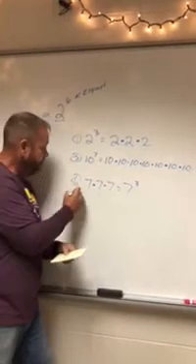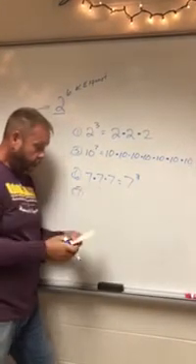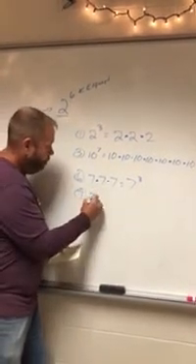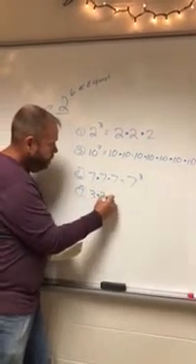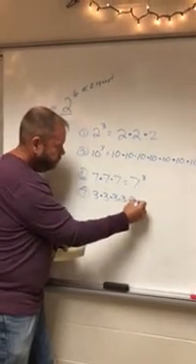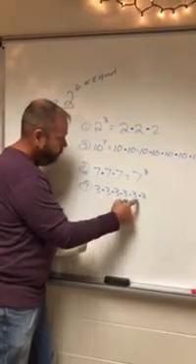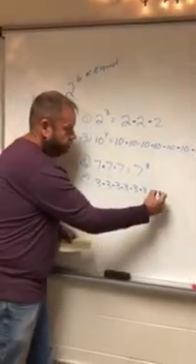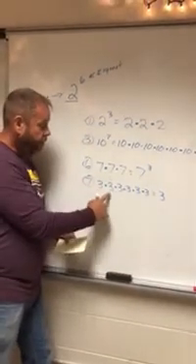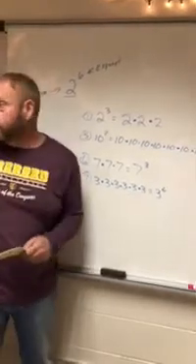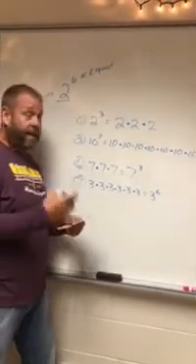Let's just do 7. We've got 3 times 3. There's 6 of them. 1, 2, 3, 4, 5, 6. What's my base? 3. How many of them do we have? 1, 2, 3, 4, 5, 6. So it's going to be 3 to the 6. So anyway, that's it.